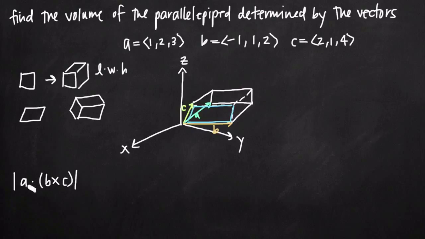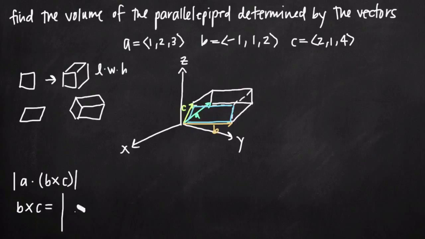Whenever I take the dot product of one vector with the cross product of the other two, this whole value can be called the scalar triple product, and that's going to give me the volume of this figure. The best way to find the scalar triple product is to first find the cross product of B and C. So we'll take the cross product of B and C.